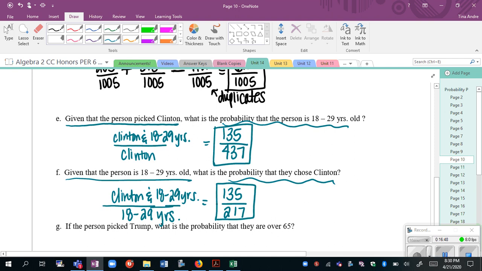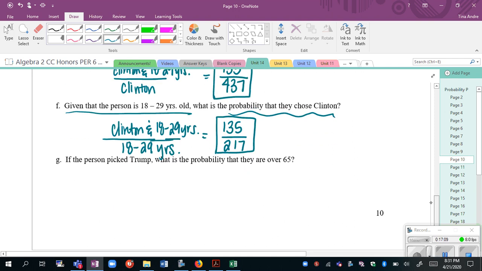So you can compare those probabilities between the two different situations. One is definitely more likely to happen. Given that the person's 18 to 29 years old, they're more likely to pick Clinton, versus the people that pick Clinton are less likely, I would say, to be 18 to 29, because this is a smaller percentage compared to the 135 out of 217. So that's how those two scenarios compare.